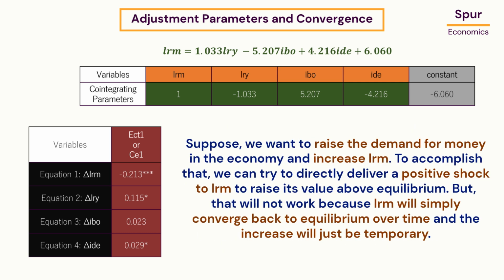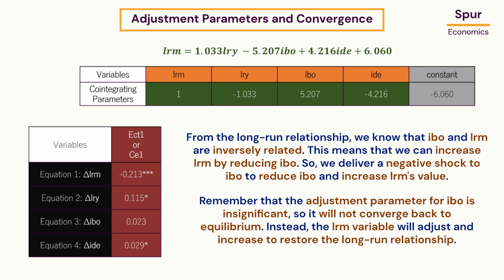Suppose we want to raise the demand for money in the economy and increase LRM. To accomplish that, we can try to directly deliver a positive shock to LRM to raise its value above equilibrium. But that will not work because LRM will simply converge back to equilibrium over time and the increase will just be temporary. From the long-run relationship, we know that IBO and LRM are inversely related. This means that we can increase LRM by reducing IBO.